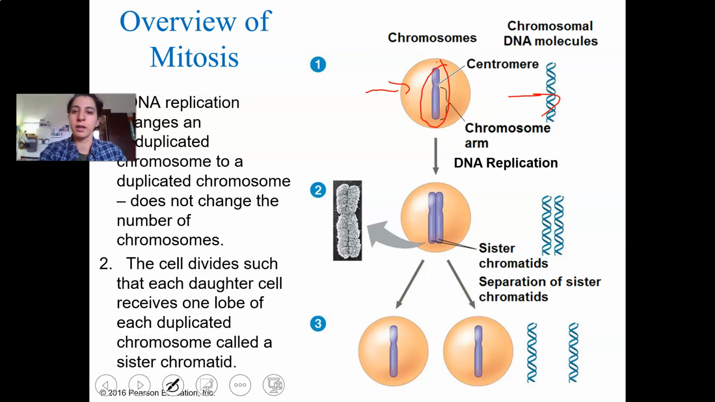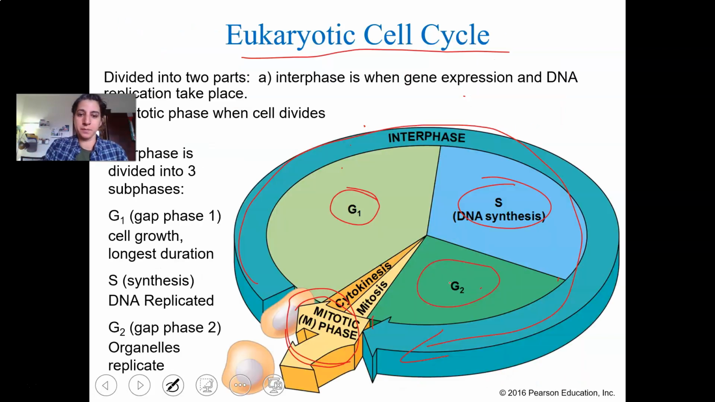And then when the cell is ready to undergo mitosis, you duplicate the chromosome, and now it has sister chromatids, okay? It's still one chromosome. It is a duplicated chromosome. It has sister chromatids. And then once you divide your cell, you separate the sister chromatids, and now you have two cells that are identically the same, genetically identical, okay?